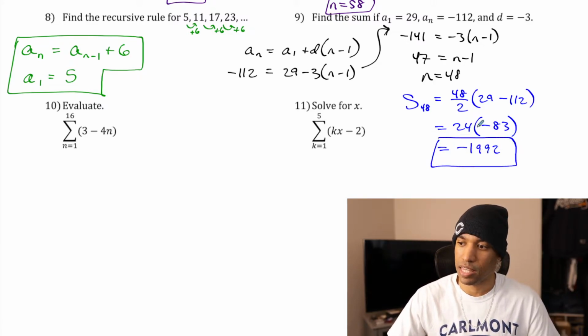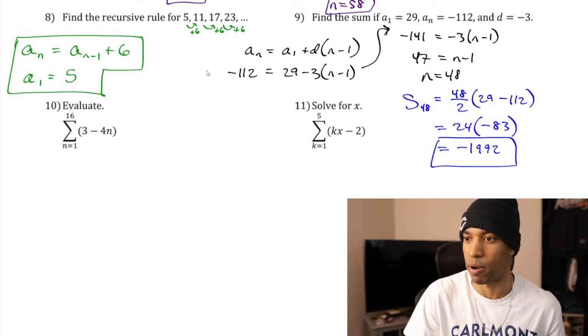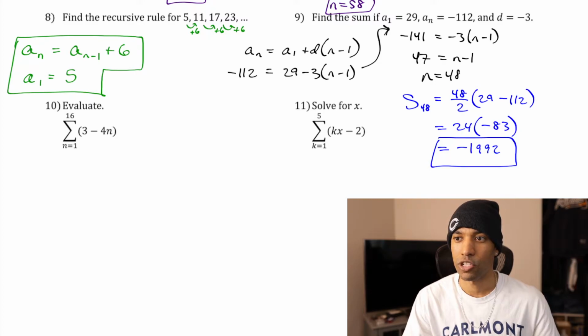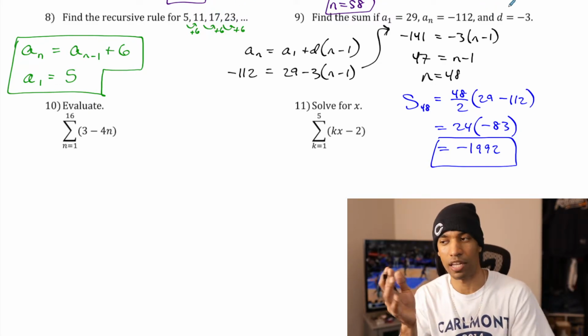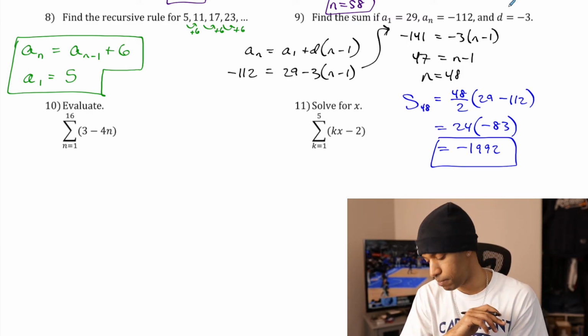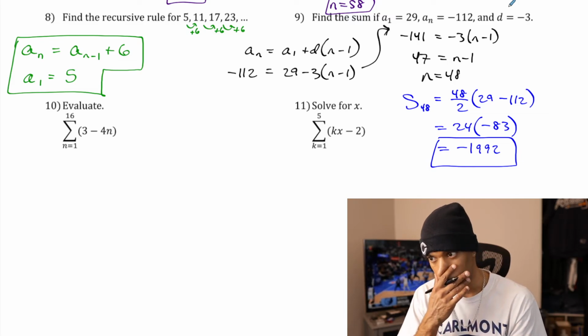1,992. And it makes sense that the answer is negative because even though you start positive, you're adding 29 plus 26 plus all that. You know, eventually they start leaning toward negative. You get all the way to negative 112. You're adding a bunch of negatives leading up to there, including, like I said, negative 106, negative 109. It makes sense to get that kind of answer.